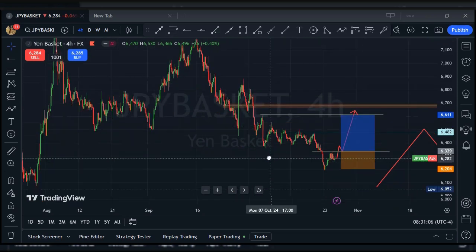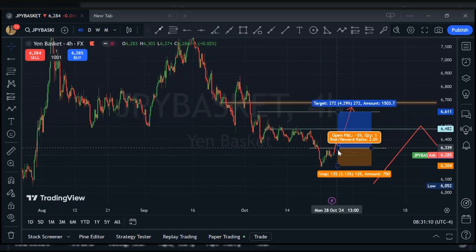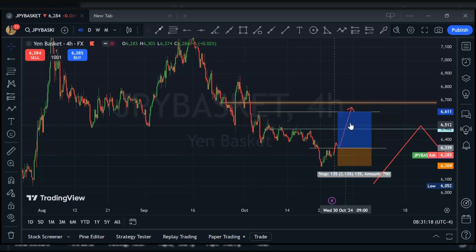Rather, price may not give us a clean tag if we don't take this buy right here. We buy there and hold. Trade to break even, and before that, we at least take partials on these areas and then expect price to push up. Yeah.